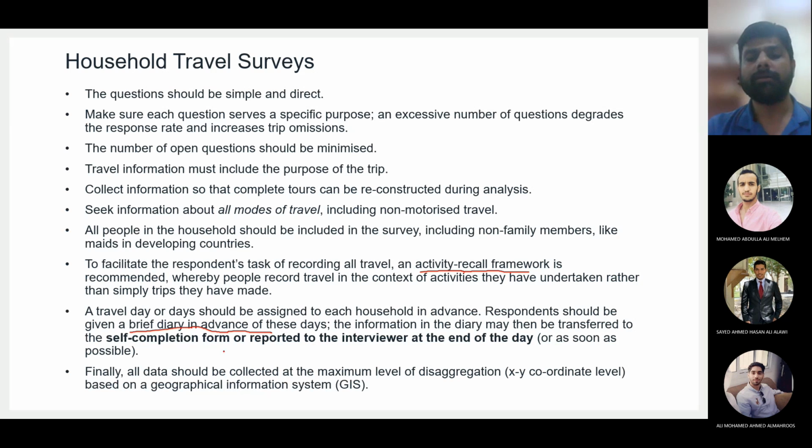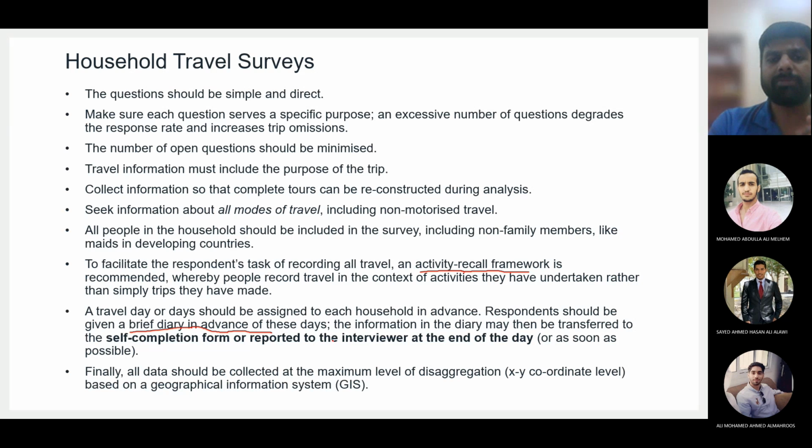Then the data can be transferred from the diary to a self-completed questionnaire. You give them the questionnaire and they will write it down themselves, or you can interview them. But fix the day of the travel so that you know which day they are talking about. Maybe they are talking about a weekend and you want the data about a weekday, so it helps you with that.